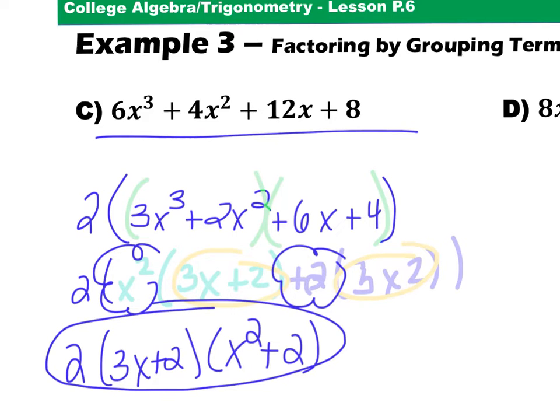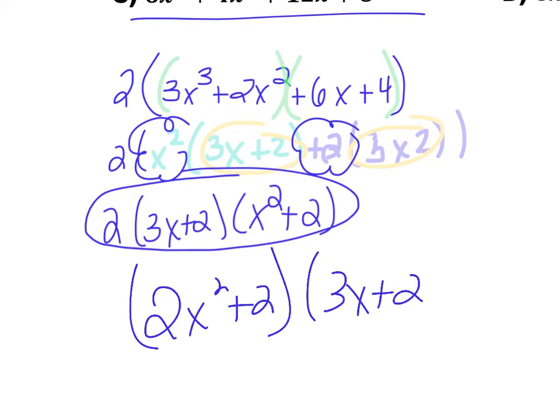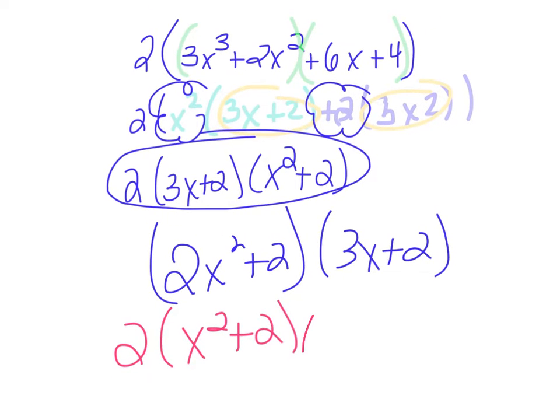Yes, ma'am? If you didn't take the 2 out first, you got 2x squared plus 2 and then times... Okay, so Alexis left it like this, and she got 2x squared plus 2 with what else? 3x plus 2. Okay, that's fine. But then there's one more step. Do you see a common factor in either parenthesis that you can take out? Yep. So you would take it out at that point, and you'd say x squared plus 2, which gets you the same answer, right? Miss Mel, shouldn't it be 2x squared plus 4? Not plus 2. Why?